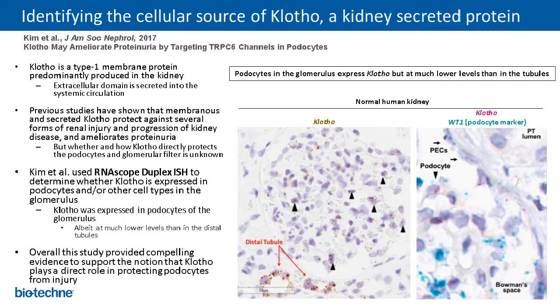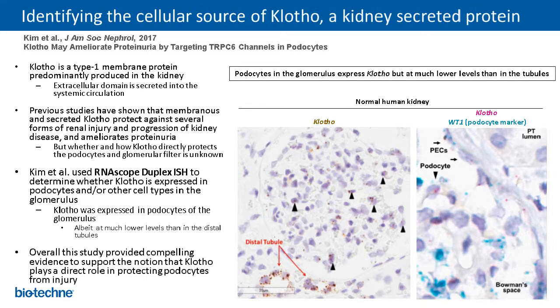Clotho is a type 1 membrane protein predominantly produced in the kidney, but its extracellular domain is secreted into the systemic circulation. Previous studies have shown that membranous and secreted clotho protect against several forms of renal injury and progression of kidney disease, as well as ameliorate proteinuria. But whether and how clotho directly protects the podocytes and the glomerular filter is unknown.